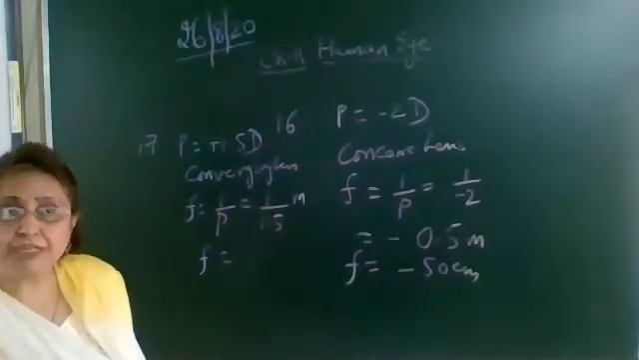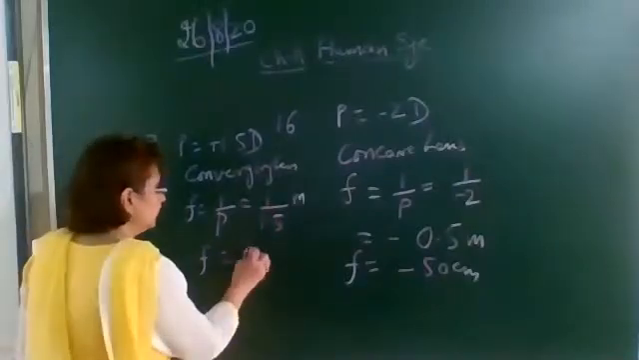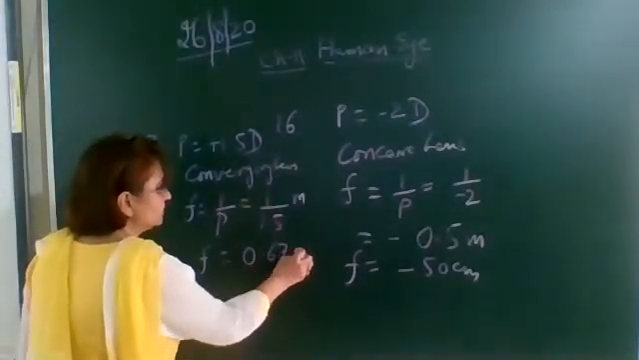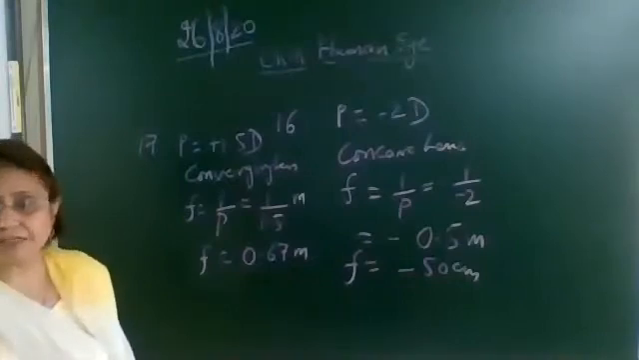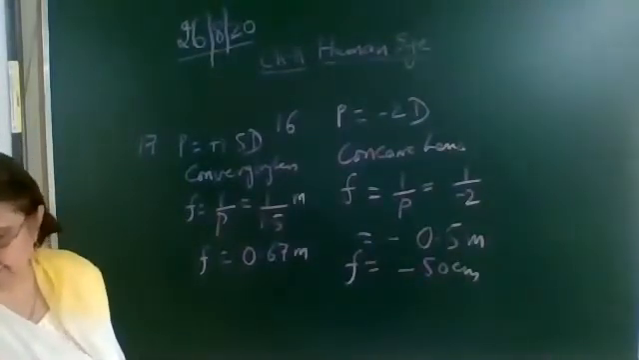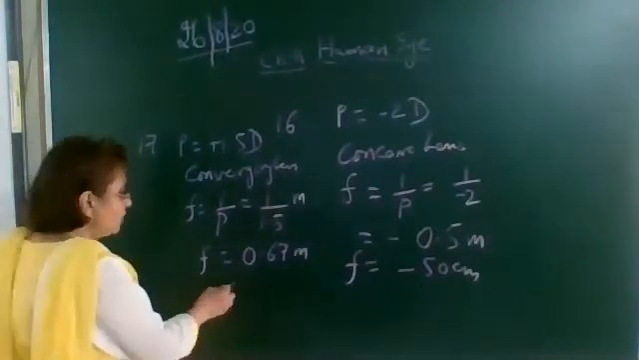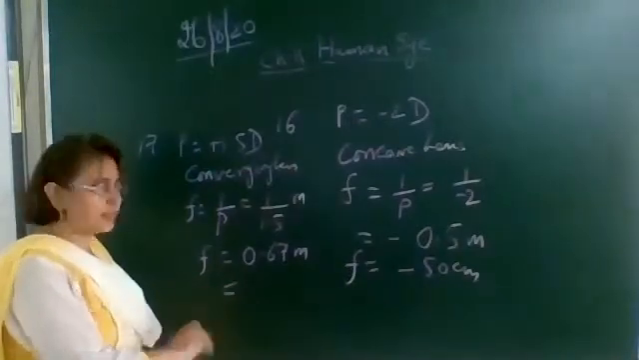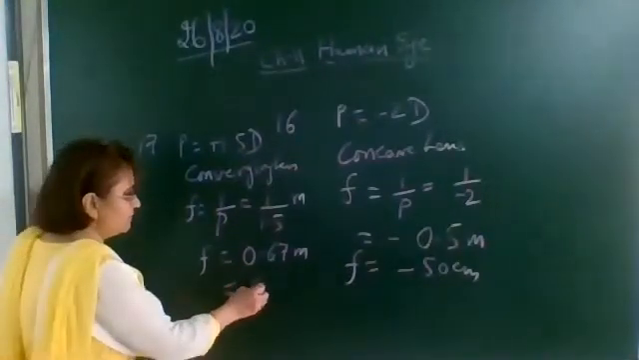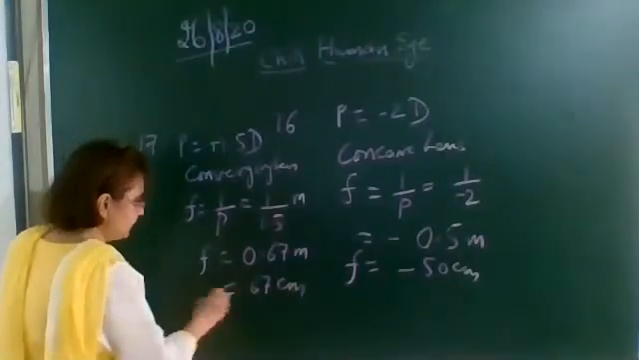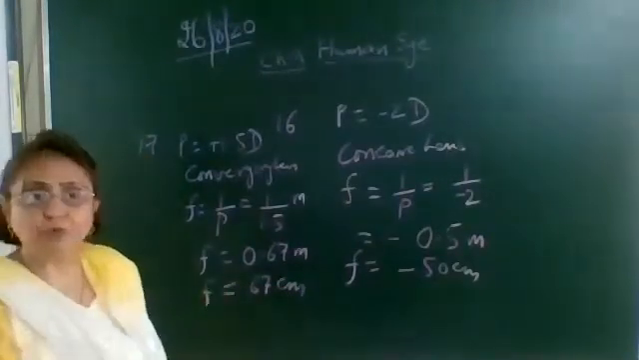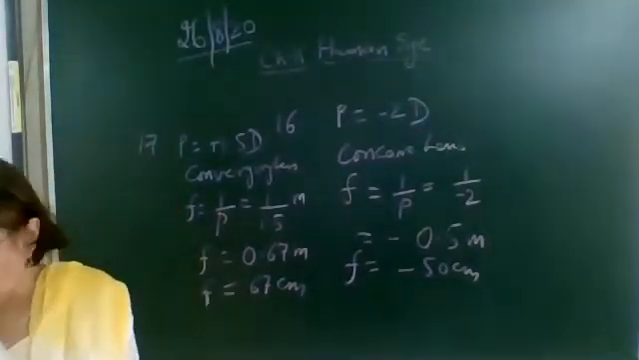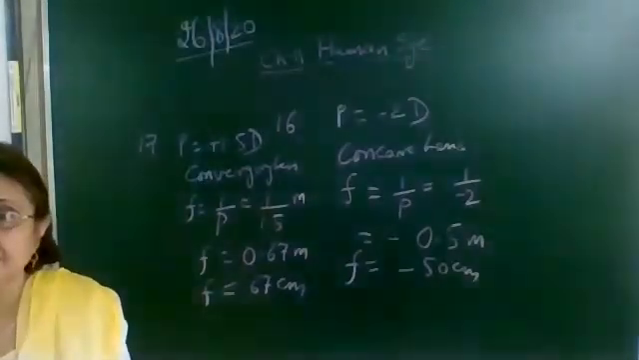10 upon 15 is 0.67 meters. So the focal length is 0.67 meters, or you can convert it in centimeters by multiplying by 100, then get it in centimeters. So the focal length is 0.67 meters, or you can write down 67 centimeters.